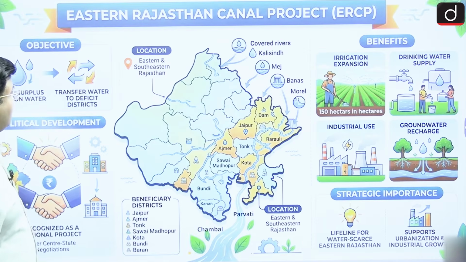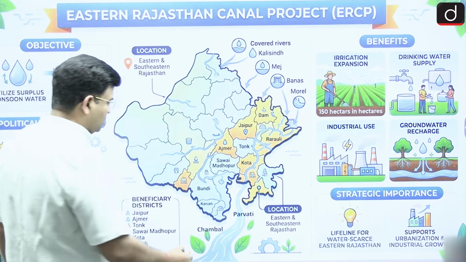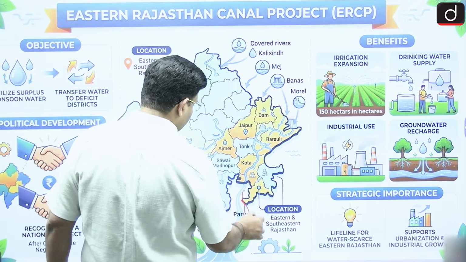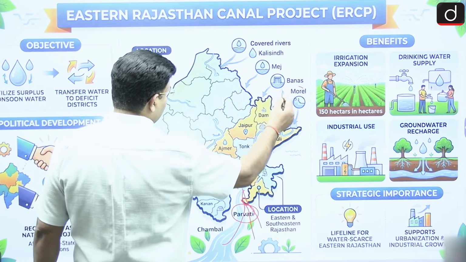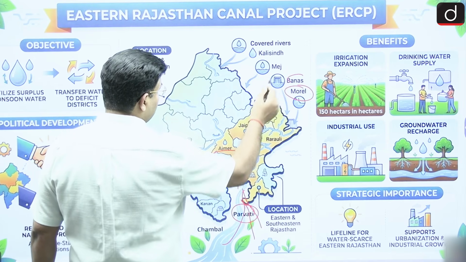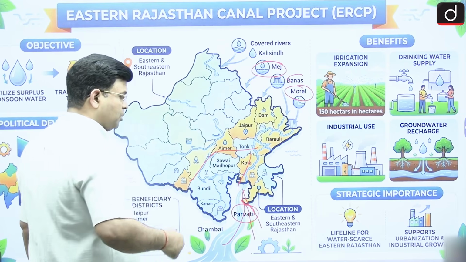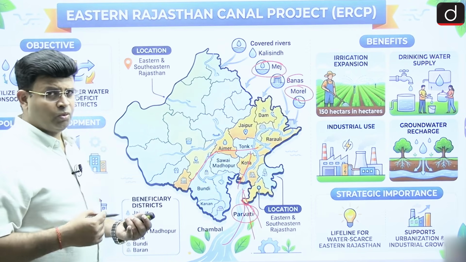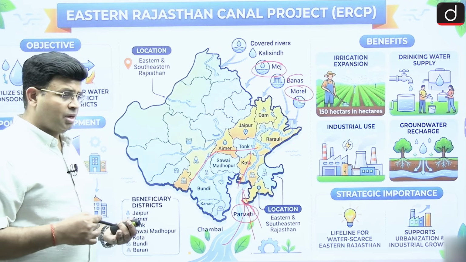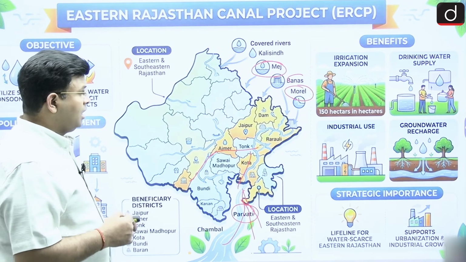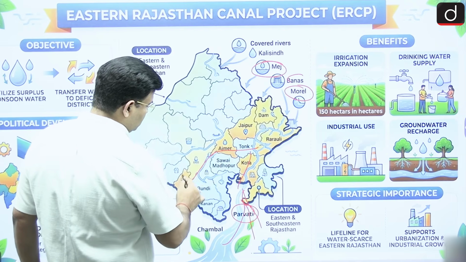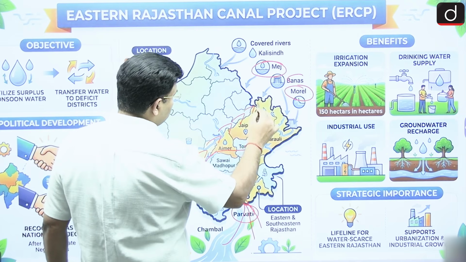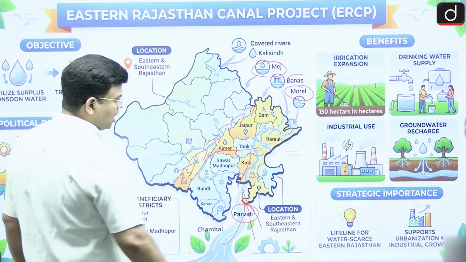And here we can say that the Eastern Rajasthan Canal. This Rajasthan Canal is majorly fed by the Chambal River, Kali Sindh, and the Parvati. These three rivers are there, as well as some other rivers like Morel, Banas River, and Mej rivers, which are contributing and giving more water. So there is the Chambal, Sindh, Parvati, Mej, Morel, and Banas rivers, and it helps Eastern Rajasthan. This is your Arauli, the eastern part, Eastern Rajasthan and Southeastern Rajasthan.